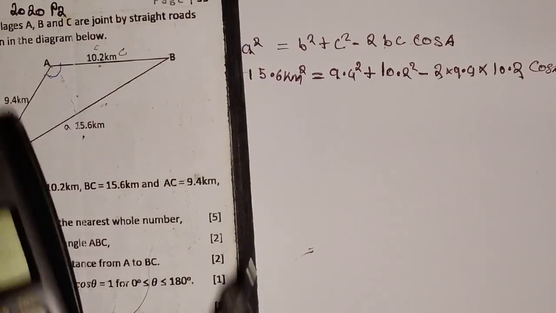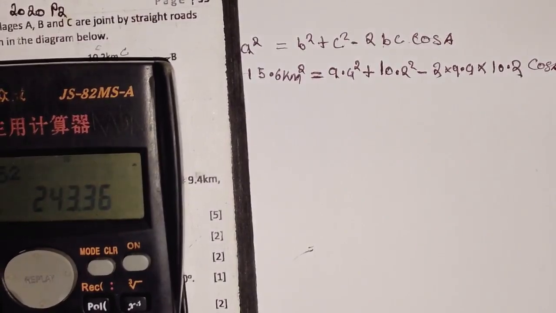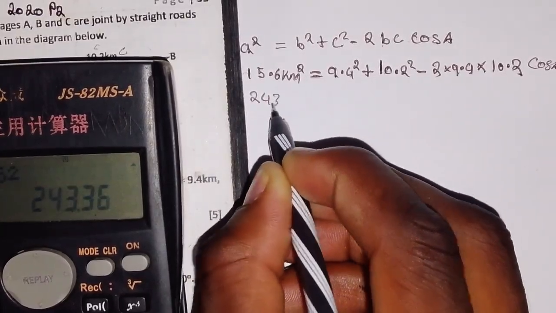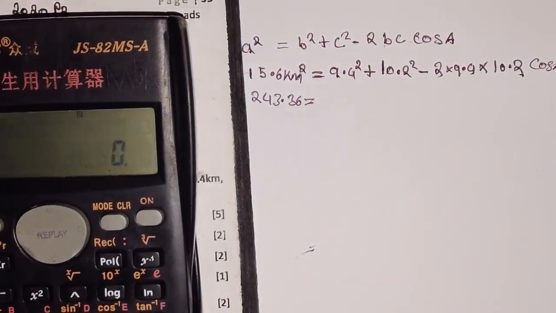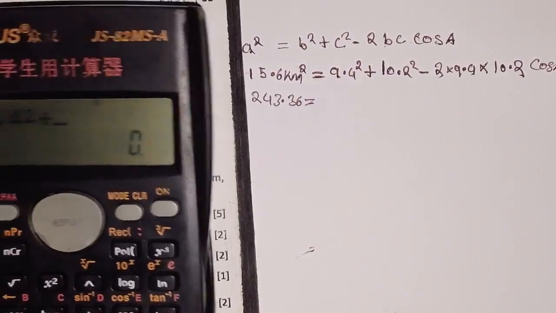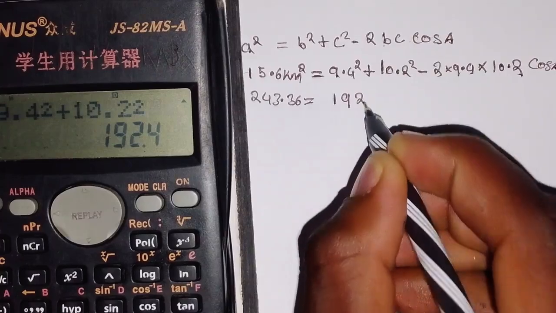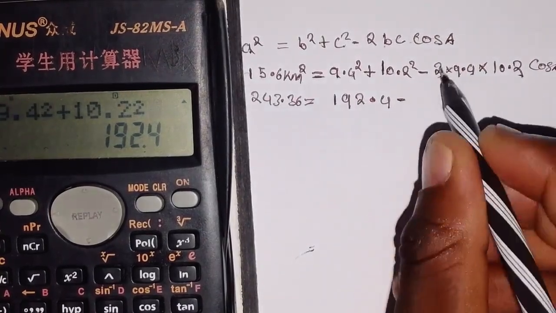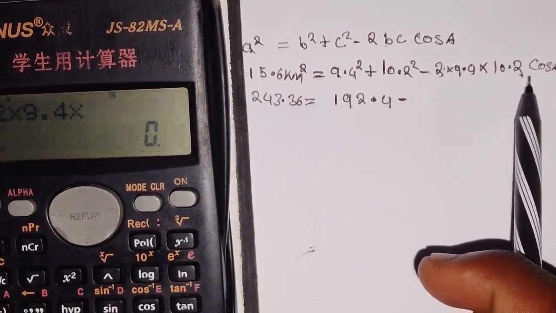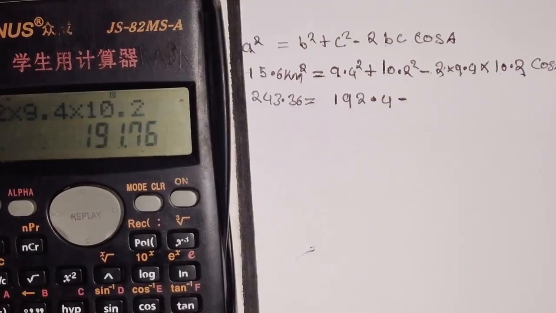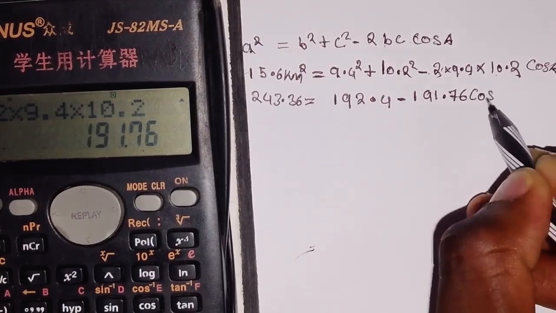Now you get your calculator. You do 15.6 squared, and it will give you 243.36. So here we're going to have 243.36 is equal to 9.4 squared plus 10.2 squared, which will give you 192.4. Minus, here you just do 2 multiplied by 9.4 multiplied by 10.2, which will give us 191.76. Don't forget your cos A. So we're going to have cos A here.